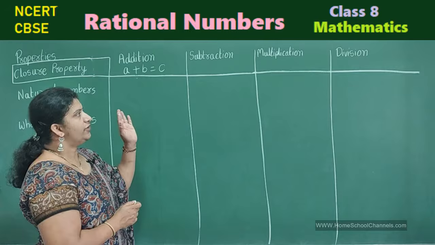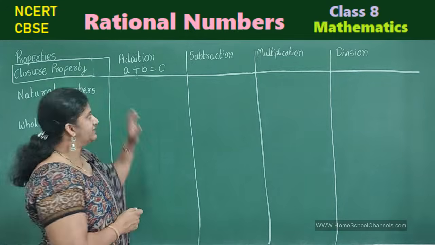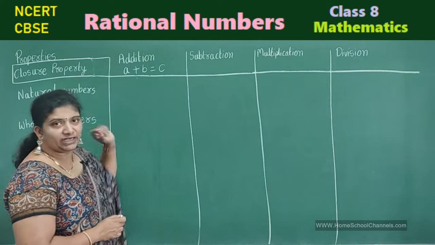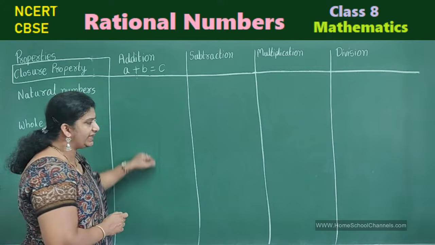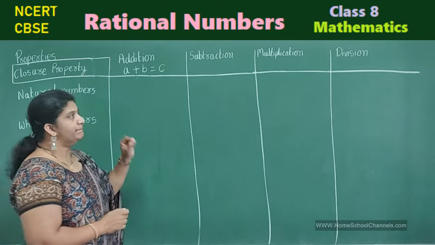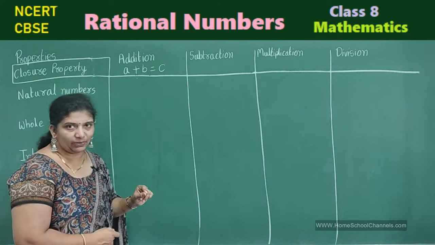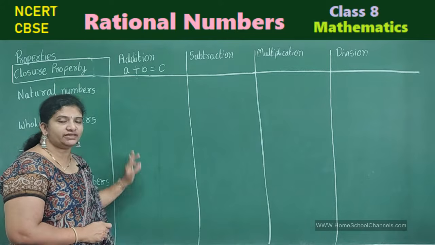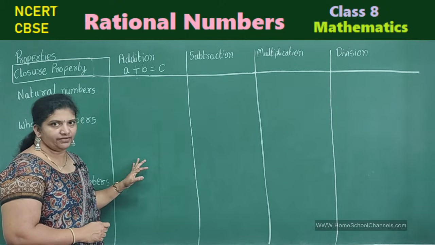Same manner for all the 3 operations. See here, this equal to. We don't know whether it satisfies or not, but I am taking here equal to in order to check these all numbers. Right?